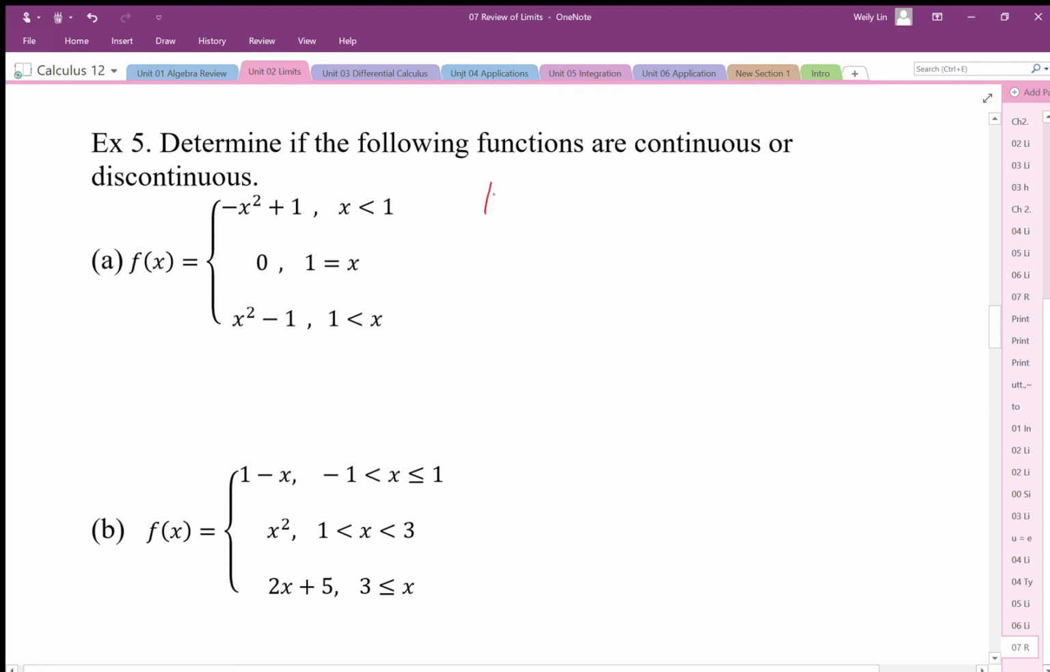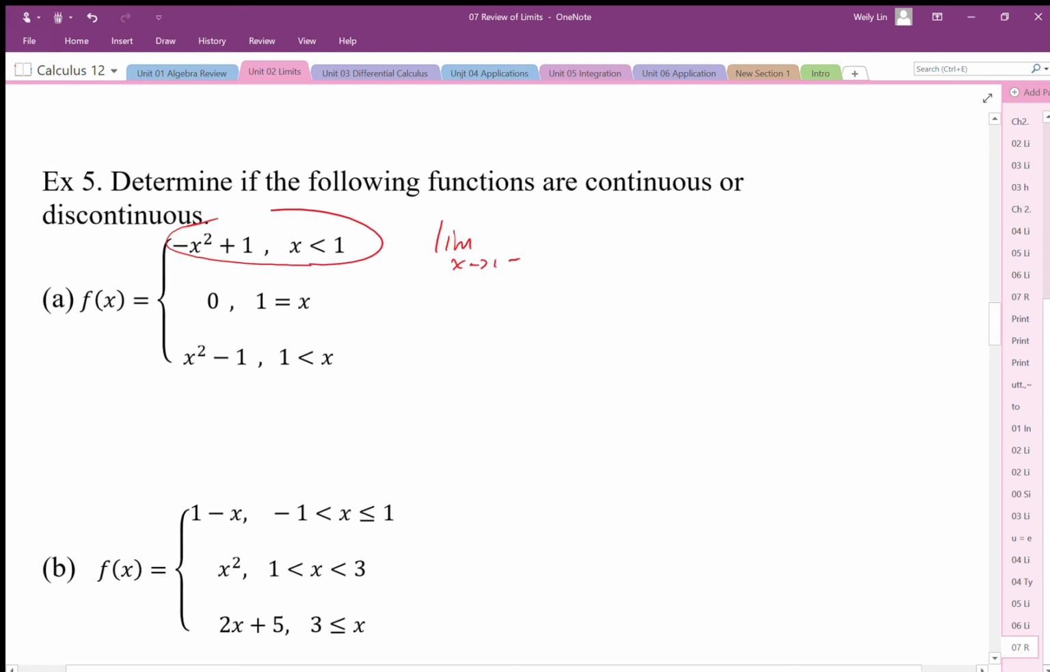So the limit as x approaches 1 from the negative side, so that would be this one here, of f of x. If I plug 1 into here, I'm going to end up with 0. We see that f of x is equal to 0 at x equals 1, so that's all good, it checks out. And then we should do the limit from the right hand side.